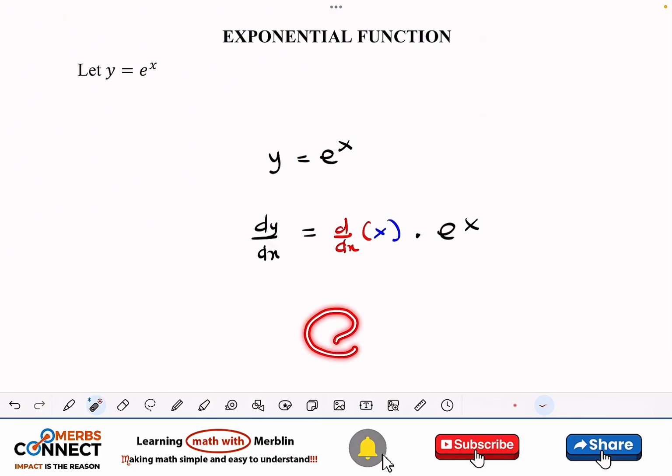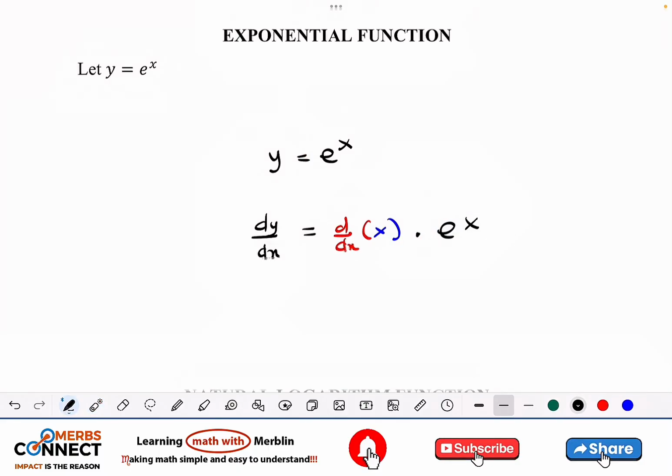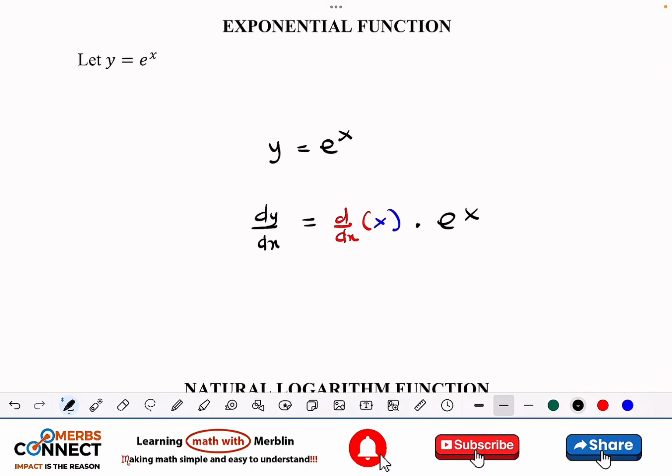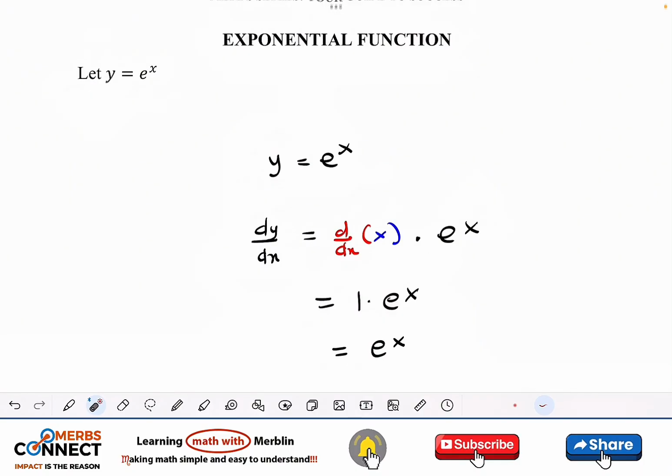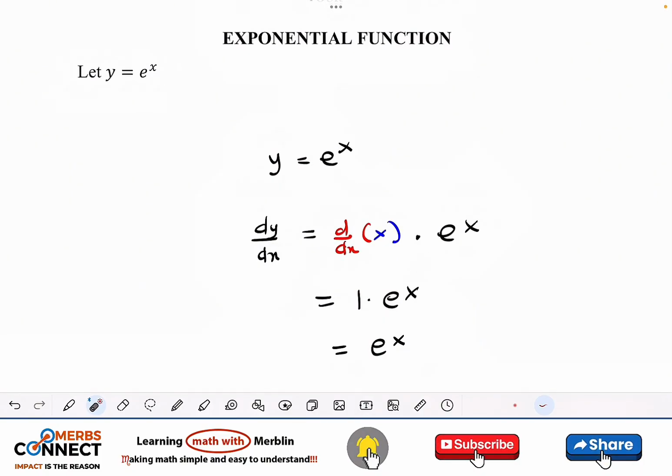Anything that's going to be on the top, you'll be able to differentiate that. So what did I do? I differentiated what is on the top and then I multiplied by the function itself. This is how we differentiate an exponential function. So this is going to give us 1 times e to the power x, and this is going to give us e to the power x. So we know that when I differentiate e to the power x, I'm going to get e to the power x. But this is the process: maintain everything and then multiply by the derivative of what is on the top. Good. So now we know how to differentiate an exponential function.